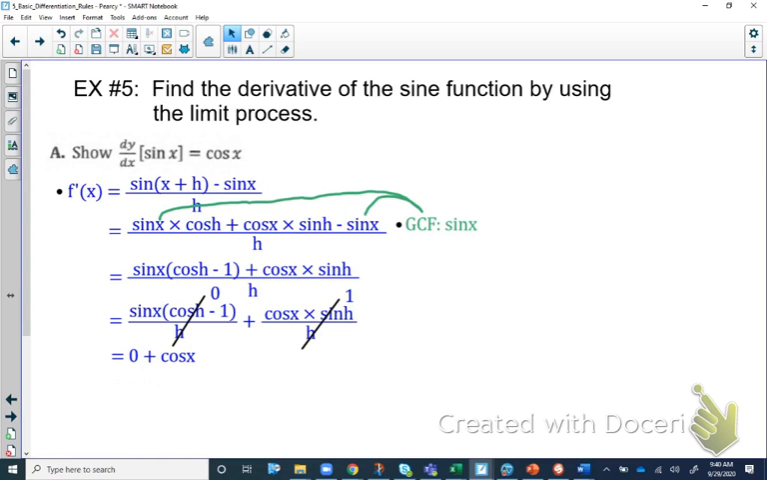So if that ratio simplifies to be 0, 0 times sine of x overall gives me a 0 for my first term. And sine of h over h also simplifies to be a 1. So 1 times cosine of x is just cosine of x. And so 0 plus cosine of x is just cosine of x. And that's how we show that the derivative of sine is cosine.